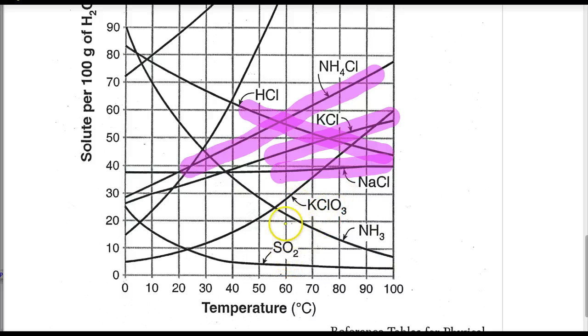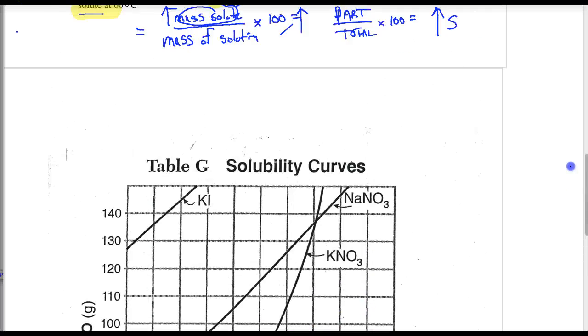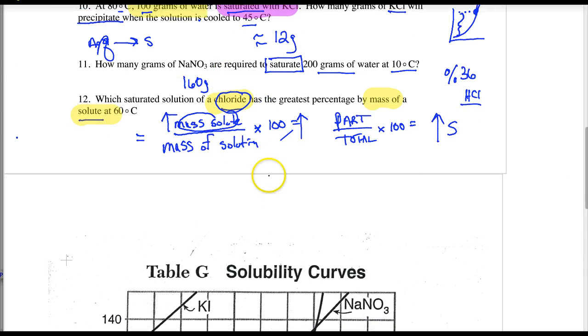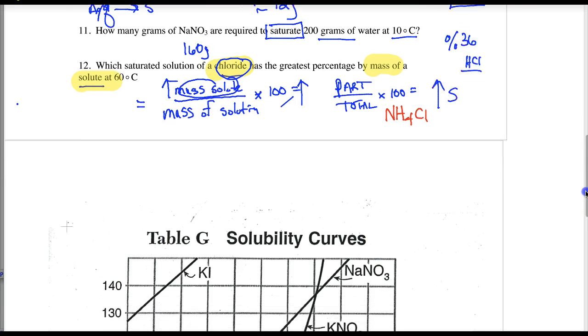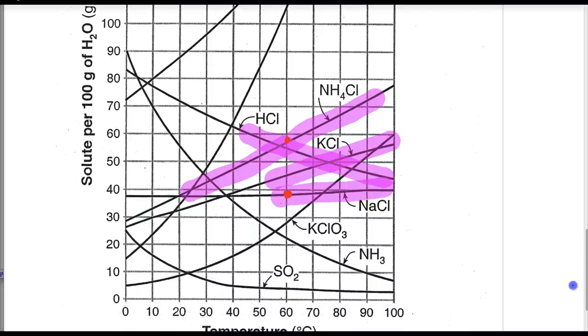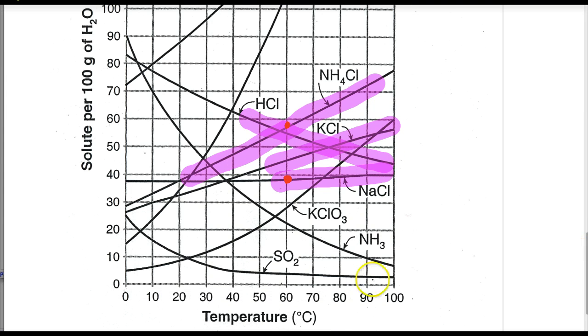And the chlorate doesn't count. So of all my chlorides that I can see, it looks to me that at 60, the least soluble is sodium chloride, and the most soluble is ammonium chloride. All right, if I did that right, and we're looking for what has the greatest percentage, so it's going to be the highest one, so it's going to be the ammonium chloride. Okay, all right, moving on. I guess that's it. So I hope you enjoyed that, and that's it. Take care.